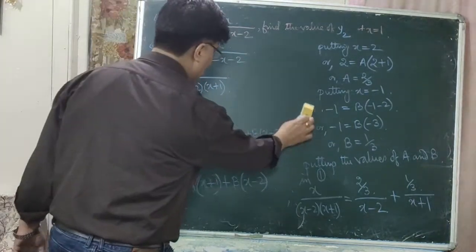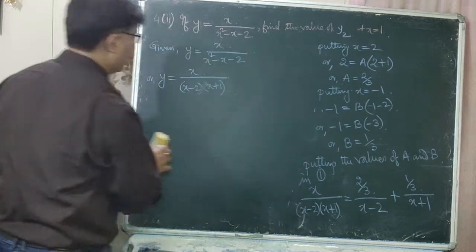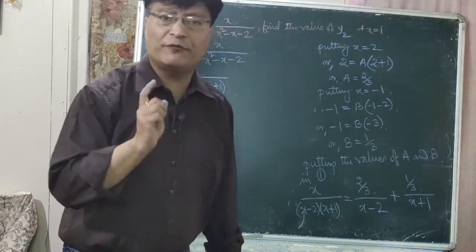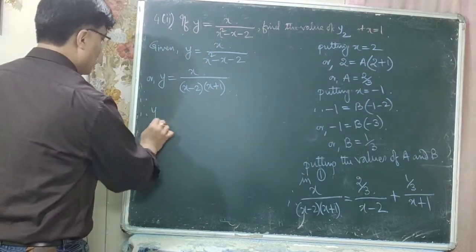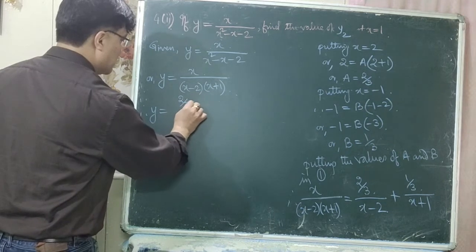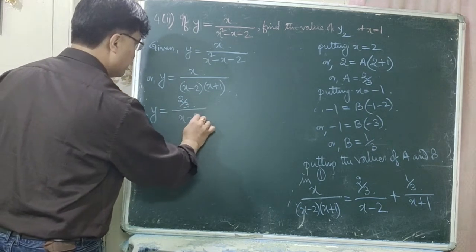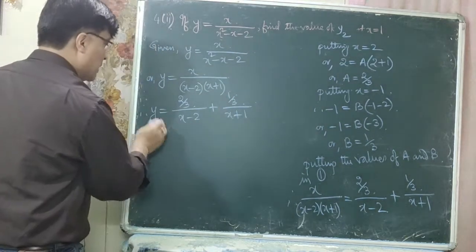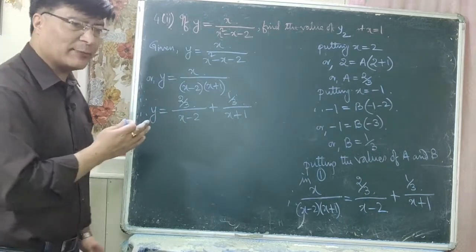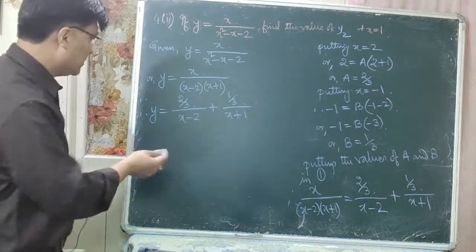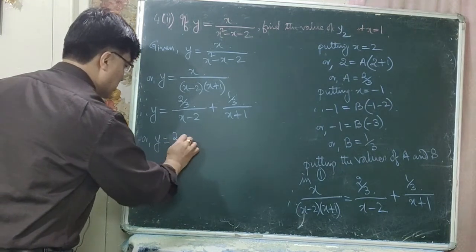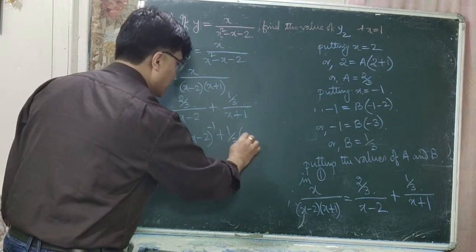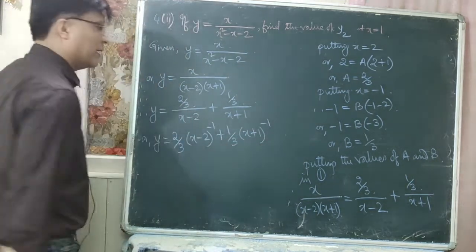So now this y becomes, instead of this fraction you put this partial fraction so that it will be easier for you to differentiate it. Okay, so therefore y is equal to, its partial fraction is 2/3 divided by x minus 2 plus 1/3 divided by x plus 1. Now before you differentiate, take x minus 2 and x plus 1 to the numerator. It becomes inverse, isn't it? So y is equal to 2 by 3 x minus 2 whole to the power minus 1 plus 1/3 x plus 1 whole to the power minus 1.